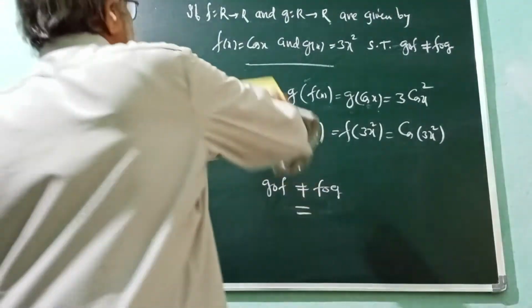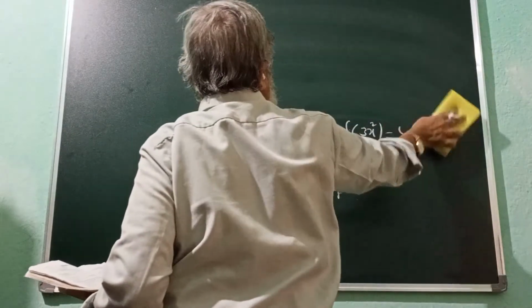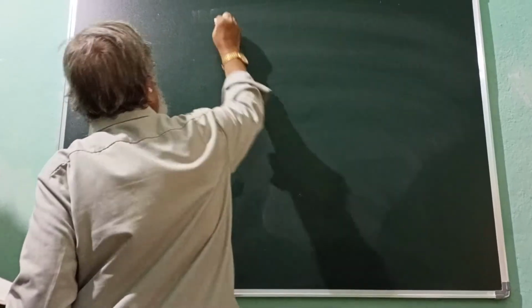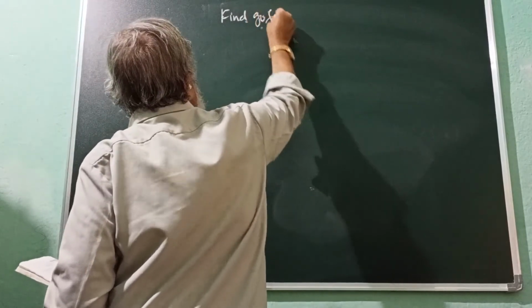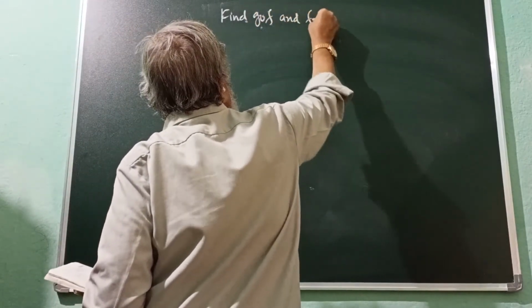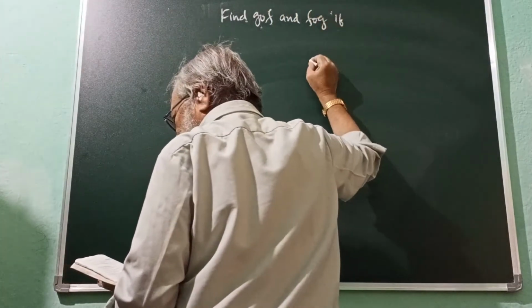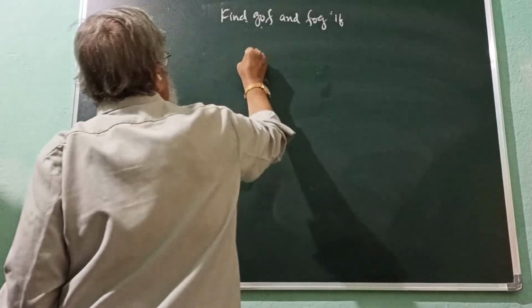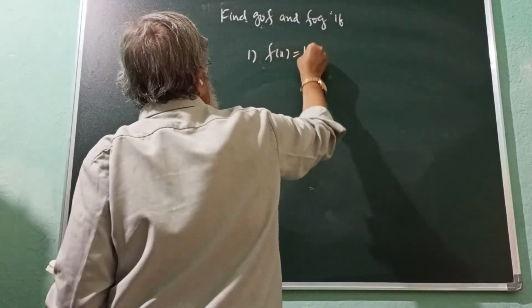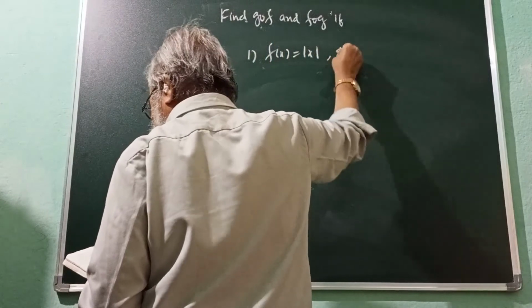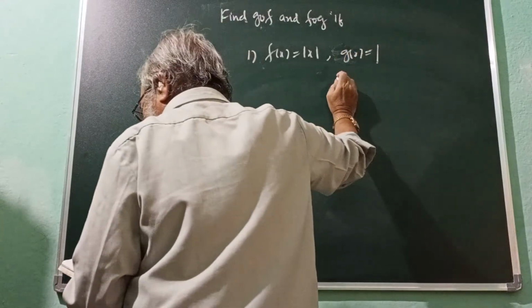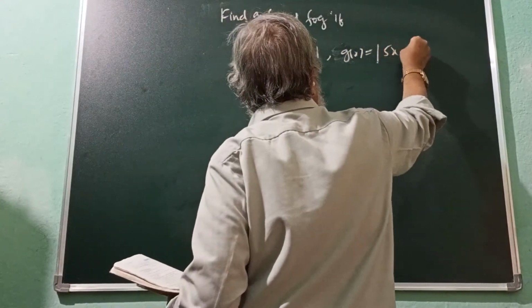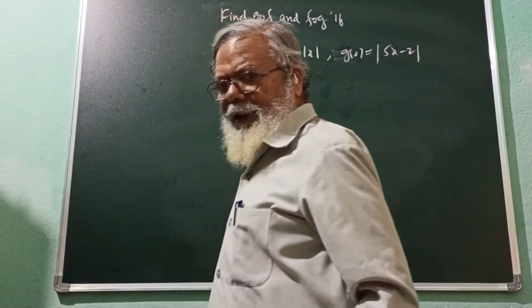Next problem. Another type of problem for this. Here it is: find g composition f and f composition g if, number 1, fx is equal to mod x and gx is equal to mod of 5x minus 2.